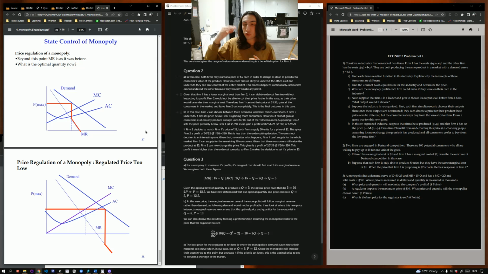Okay, we now have a monopolist. Let's just go back to my monopoly thing. A monopolist has a demand curve of Q equals 30 minus 2p, and MR equals, you see the equations, where the price is measured in dollars and quantity is measured in thousands. I think that must be a typographic error. Never mind. What price and quantity will maximize the company's profits?